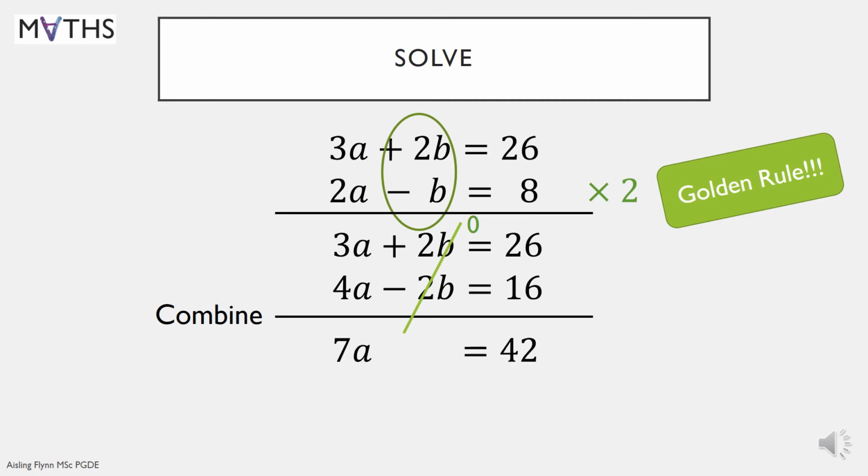Well, 7a on the left and 42 when you put the numbers together on the right. Solving for a, we divide each side by 7. And 42 divided by 7 is 6. So a equals 6. Now, don't forget to return and find what b is to get full marks.